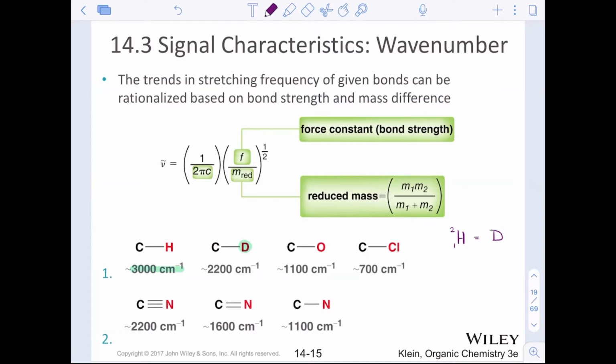One proton, so it's hydrogen, but it has an extra neutron. It's an isotope of hydrogen, so it's called deuterium. It's given a special D symbol. That is a heavier atom, so it has a lower frequency. Same thing when we see oxygens to carbons, chlorines to carbons. Again, looking at our second identifier here, triple bonds appear higher than double bonds, which are higher than single bonds.